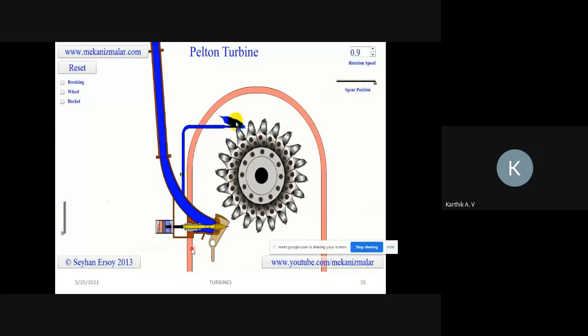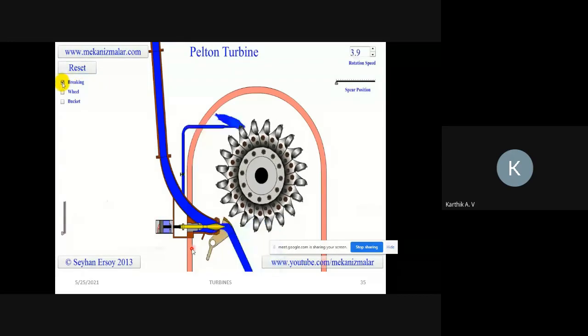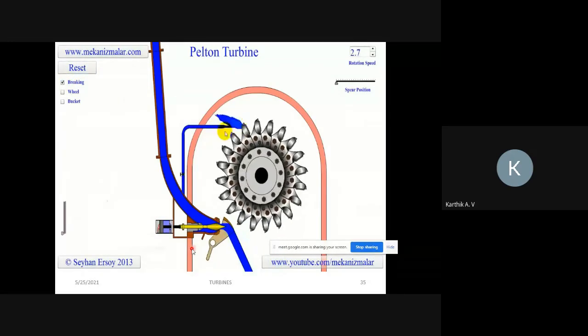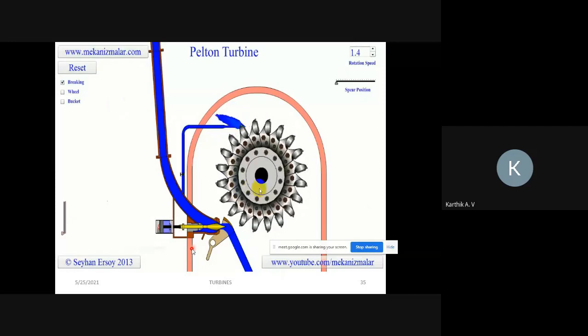To prevent the wheel from rotating for such a long time, braking flow is used. A small water jet is sent to the back of the buckets to brake the rotation of the wheel.